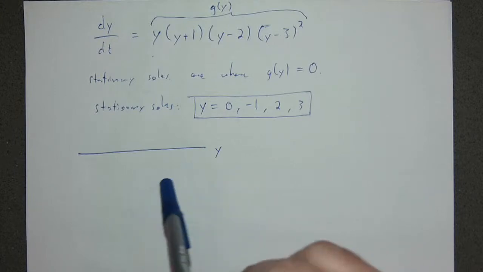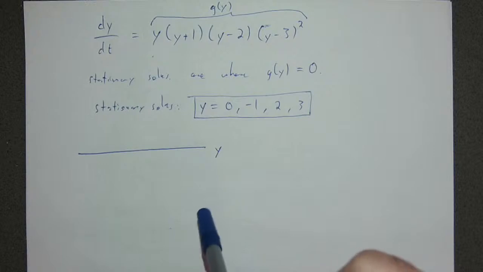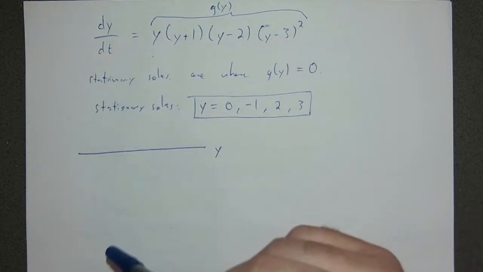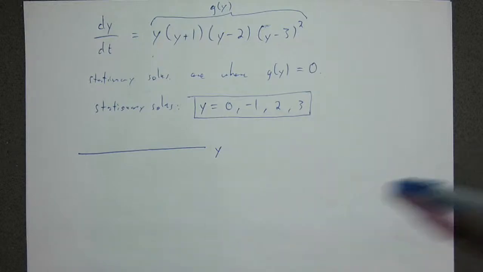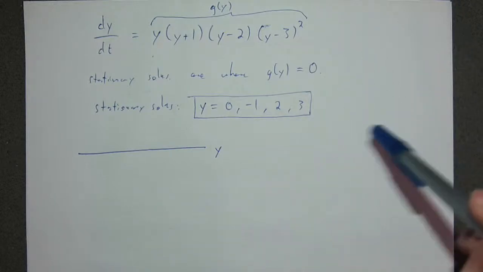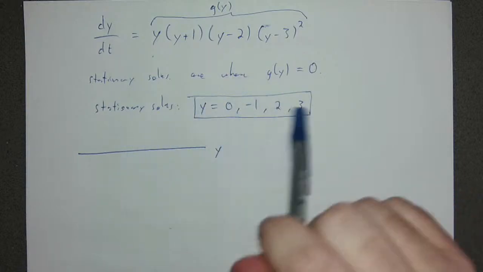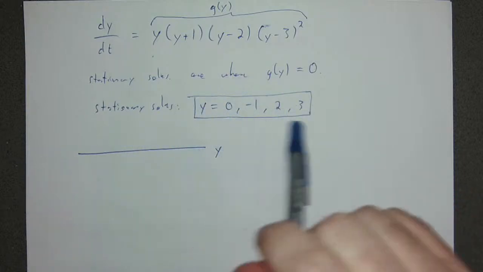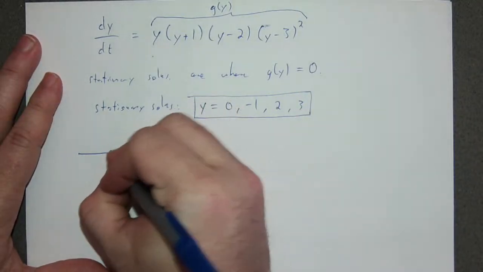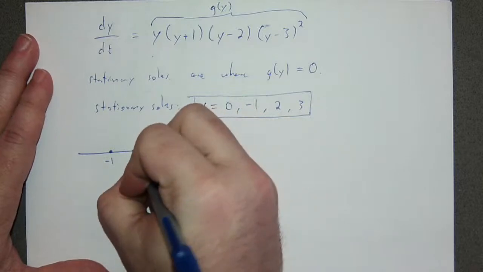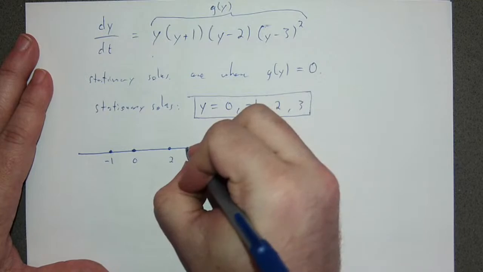Sometimes this is called the phase portrait, and sometimes the sketch that results from this info is called the phase portrait. It doesn't matter. The thing is that when I'm asked to sketch a solution, then I'm drawing a plot in the ty plane. Otherwise, I care about what goes on this axis. The point is that these values divide the y values into pieces. So I can just mark these things. So here's minus 1, say. Here's 0. Here's 2. And here's 3.